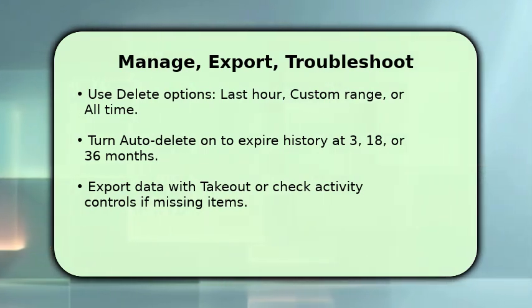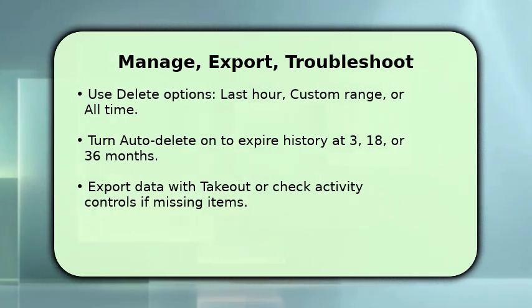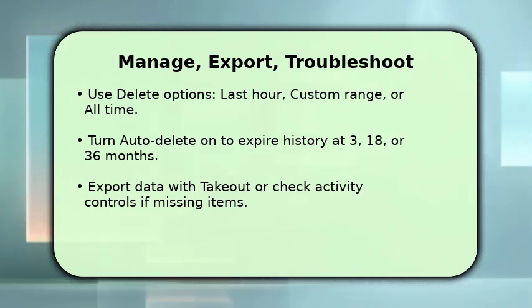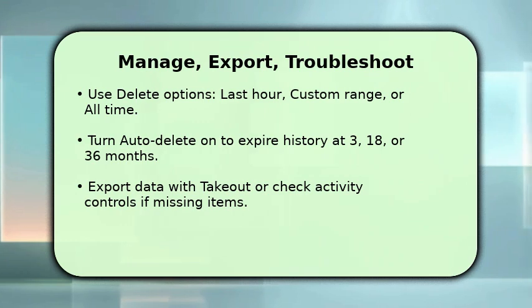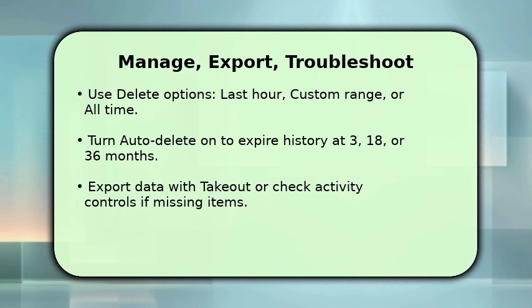Once done, consider turning on auto delete and choose 3, 18, or 36 months so history expires automatically. This reduces manual cleanup. If you need a copy, use Google Takeout to export your activity. If entries are missing, make sure Web and App Activity was enabled previously and that you're signed in.